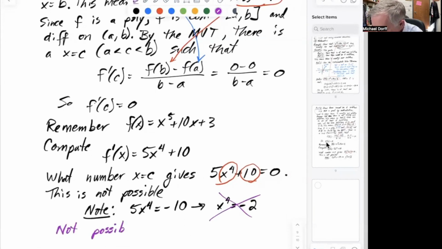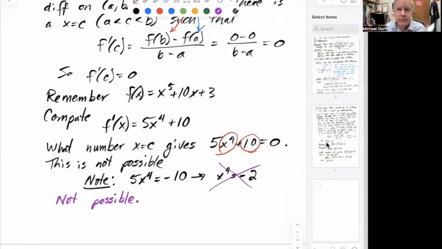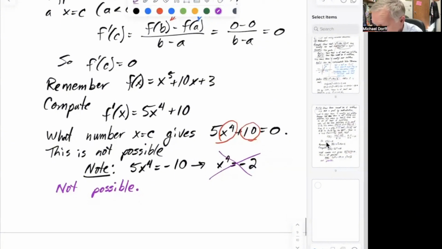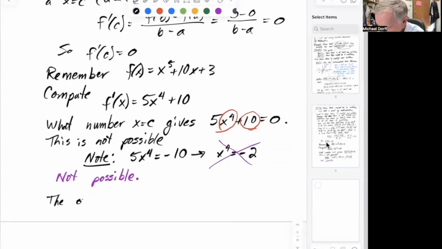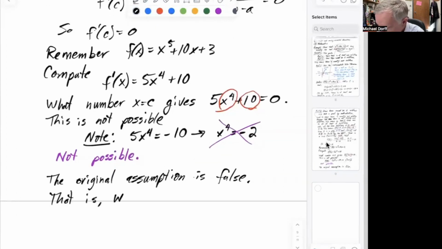So what went wrong here? Well, it's like the example I told you about the suspect of a crime. Later they found a photo of him at a different site 50 miles away at the same time. So he couldn't be a suspect. That means the original assumption that he was a suspect was not true. That same thing applies here. The original assumption is false. And what was the original assumption? That we had 2 roots, or 2 solutions. We cannot have 2 solutions.